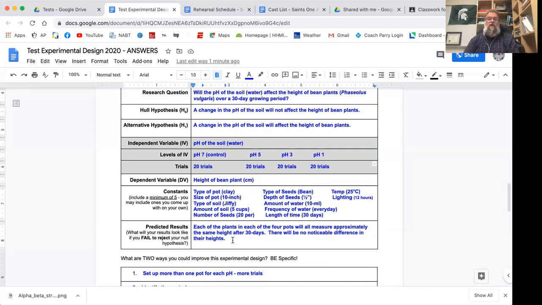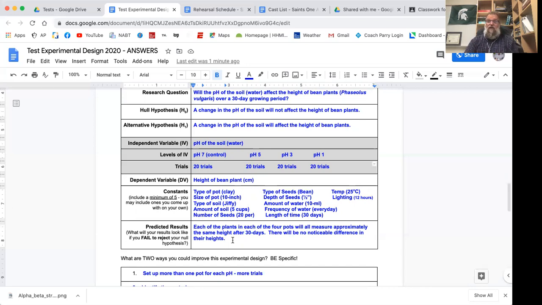Finally, there's 1 point for the predicted results. The predicted results says, what would you predict if you fail to reject the null hypothesis? Well, if we can't reject the null hypothesis, that means all the beans must have grown to approximately the same height, that there was no significant difference in the height of the beans.